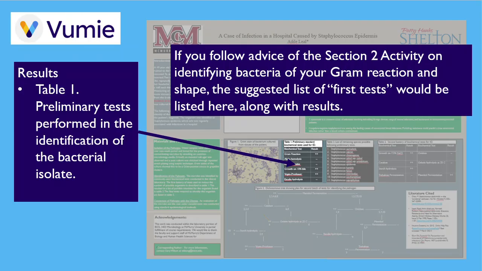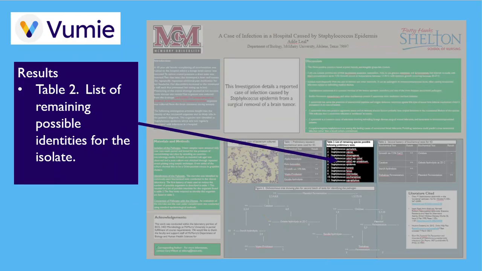Table 2. List of remaining possible microbes following preliminary tests. Take a look at the ID matrix and list in Table 2 the names of all bacteria that remain a possibility for the ID of your unknown. The number should be 10 or so at this point after those first tests.